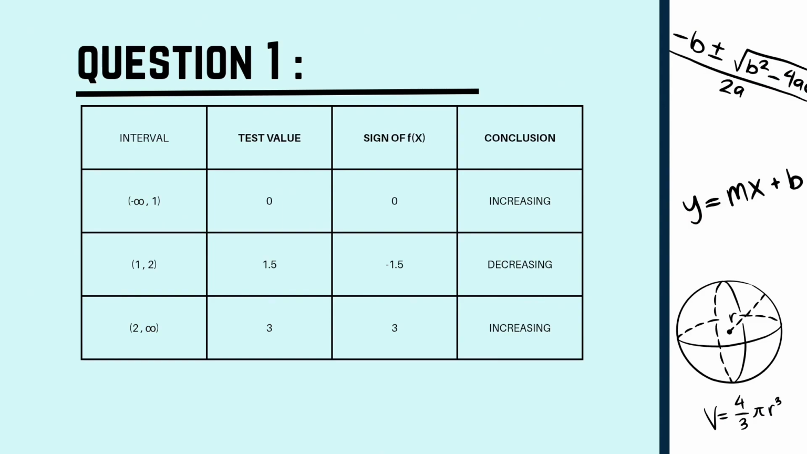So next, we will find three intervals. First of all is negative infinity to 1. Next is 1 to 2. Next is 2 to infinity. So for the first one, we will use test value of 0. Next is 1.5 and next is 3.